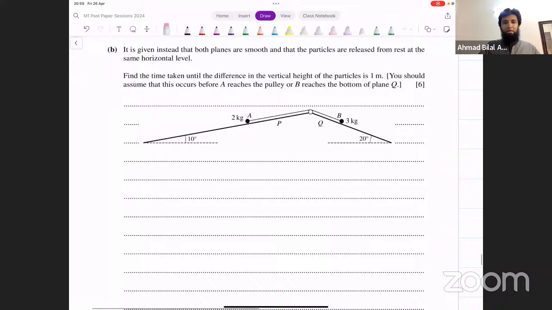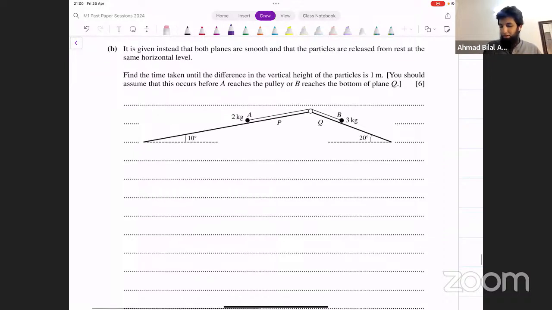So we need to find the time taken until the difference between the vertical heights of the particles is 1 meter. Since the surfaces are smooth, B is going to move down the plane. Let's say it comes here. A will move the same distance up the plane. Let's say that comes here. Let's say this is A and this is B. At this point, the difference between vertical heights is 1 meter. How much time does it take to get to this point?